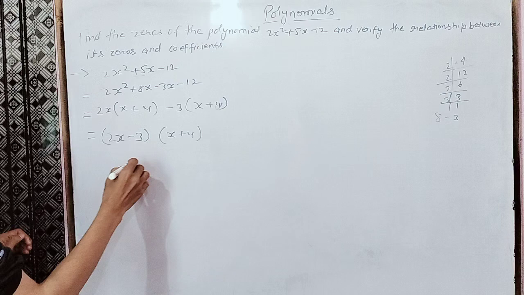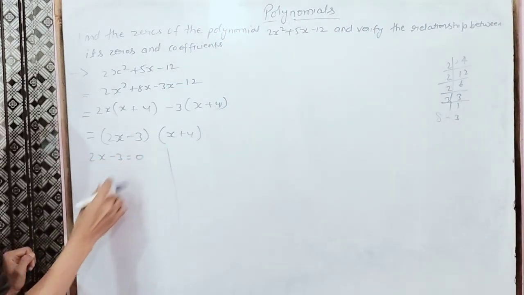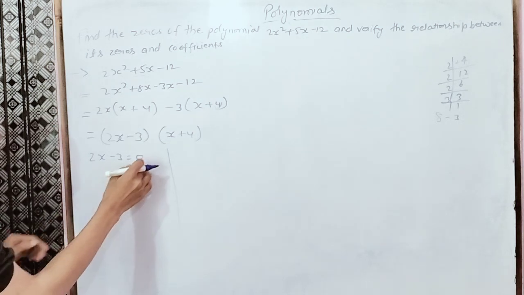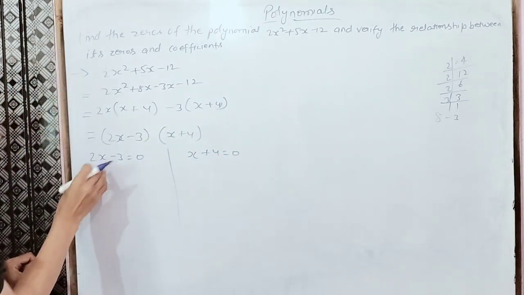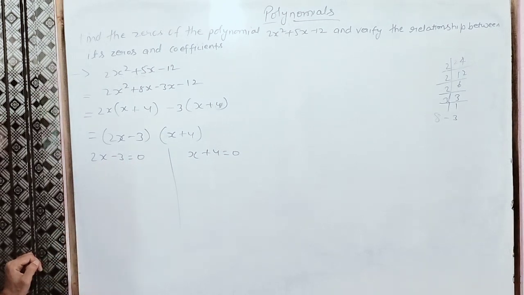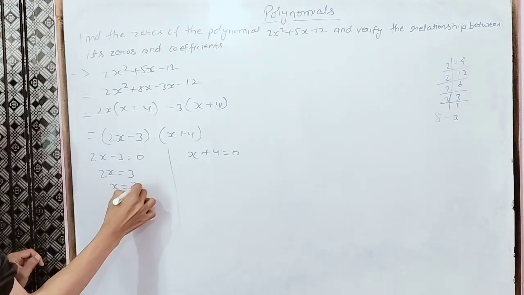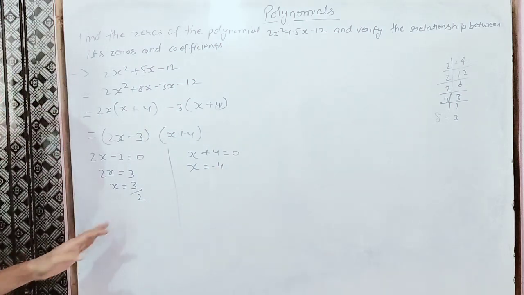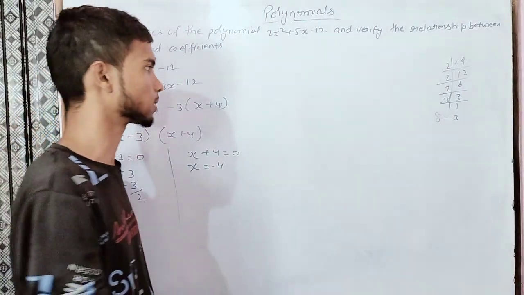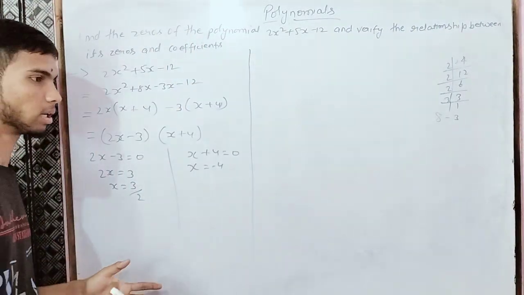So here first 2x minus 3 is equal to 0. How many zeros? Here you can say one zero, and here the second zero. So 2 zeros. This will be known as alpha, and this will be known as beta. So 2x equals 3, x is equal to 3 upon 2. X is equal to minus 4. So this is alpha and this is beta. Now we will apply our concepts.